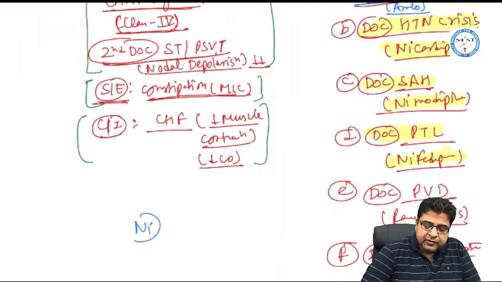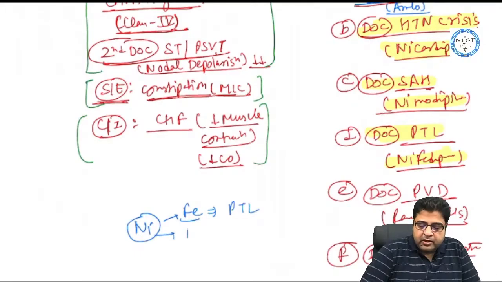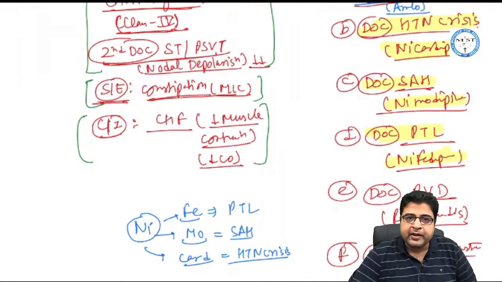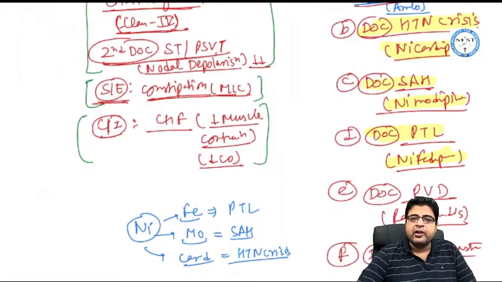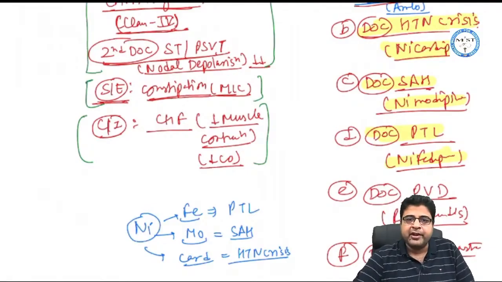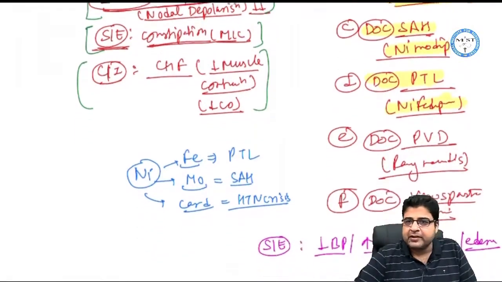3 medicines start with NI. Nifedipine has the word FE. It's given for a fetal problem, preterm labor. Nimodipine has the word MO. It is given for a meninges problem, subarachnoid hemorrhage. And nicardipine has the word cardio. So it is given for hypertensive crisis. So 3 calcium channel blockers start with the alphabet NI: nifedipine, nimodipine, nicardipine. Nifedipine for preterm labor, nimodipine for subarachnoid hemorrhage, and nicardipine for hypertensive crisis.